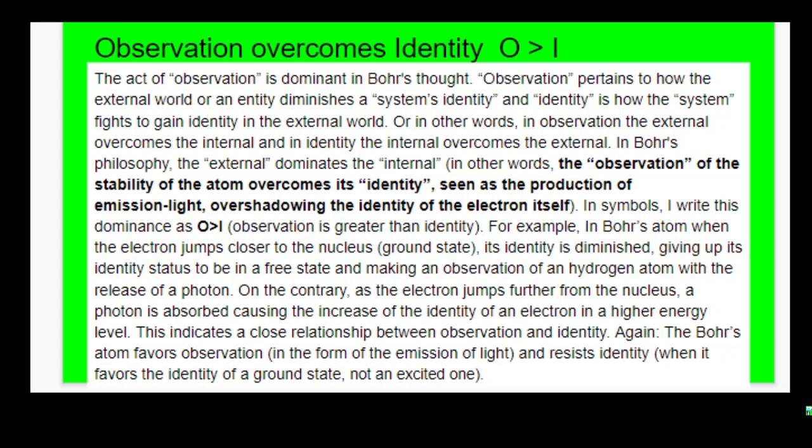The observation of the stability of the atom overcomes its identity when we see the prediction of emission light, overshadowing the identity of the electron itself. That is because in Bohr's atom, when the electron jumps closer to the nucleus, which is called the ground state of the atom, its identity is diminished, and we make an observation of a hydrogen atom with the release of a photon. On the contrary, as the electron jumps further from the nucleus, a photon is absorbed, or a quanta, causing the increase of the identity of the electron in a higher energy level. The Bohr atom favors observation in the form of the emission of photons, and resists identity when it favors the identity of a ground state, not an excited one.